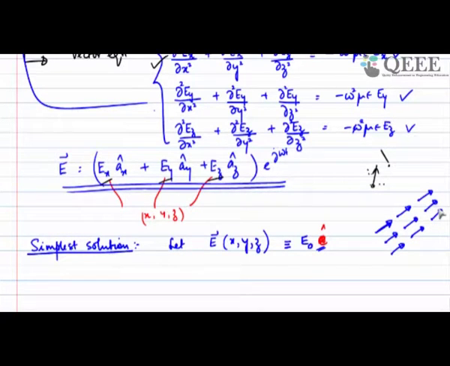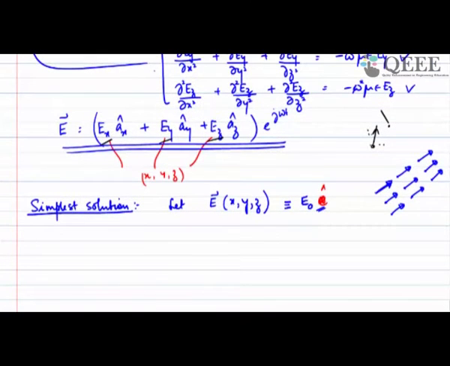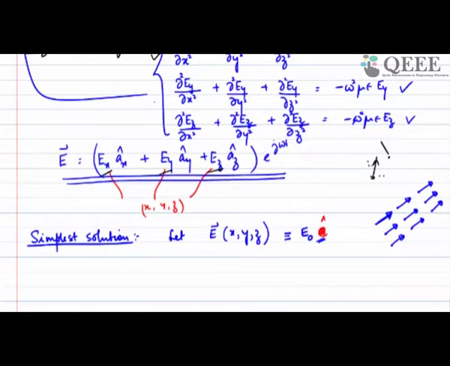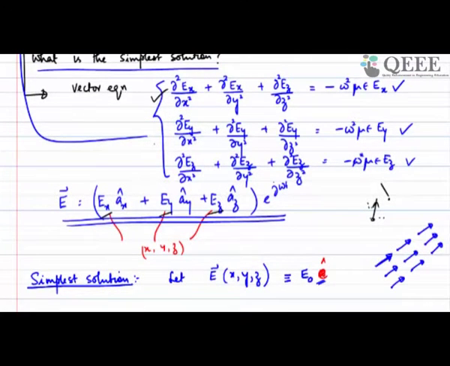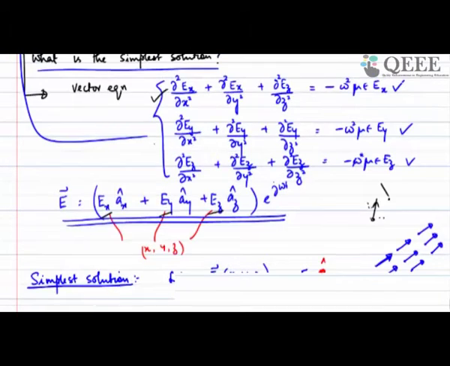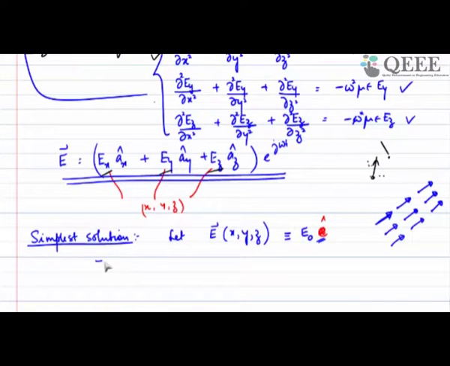There is no curl, there is no divergence, it's constant everywhere. This is not an impossible field. I can have a field like this, no problem about it. The question is, will it satisfy my equation? Will it be consistent with all my Maxwell's equations? So if this is a constant, then I am going to try the simplest solution. This is trial 1.